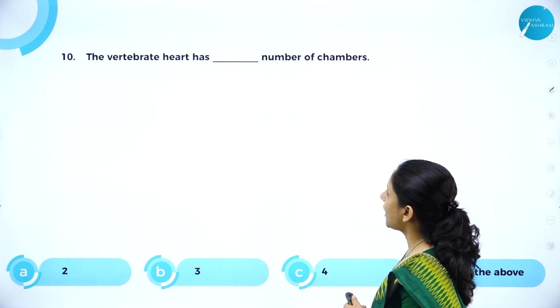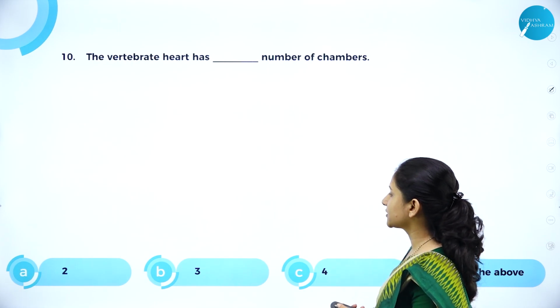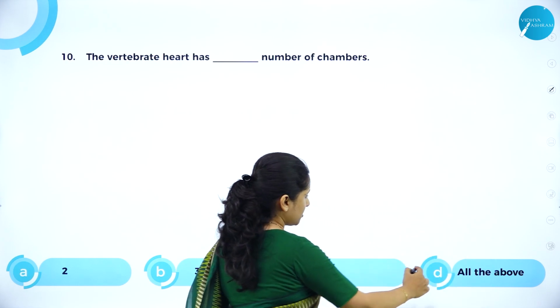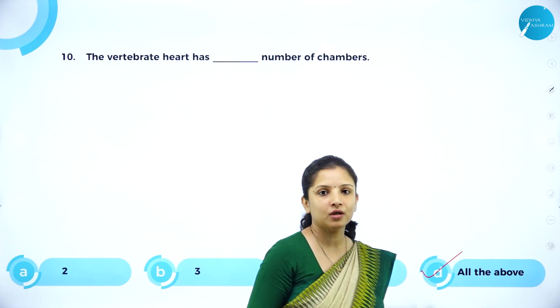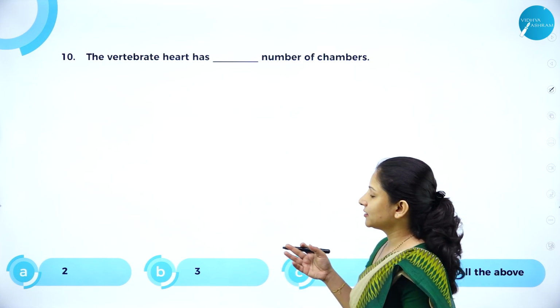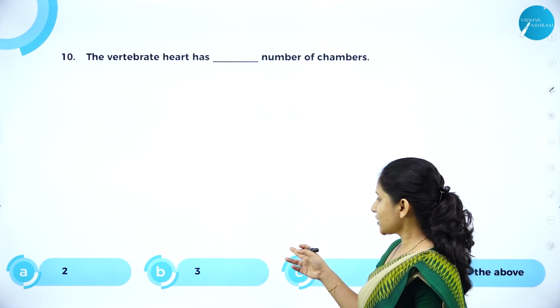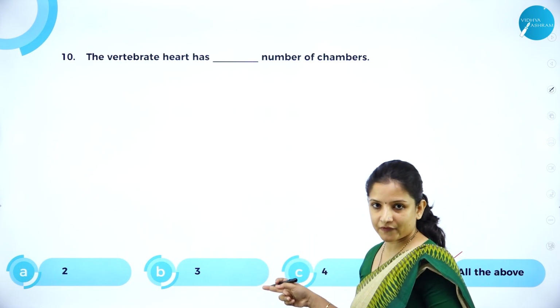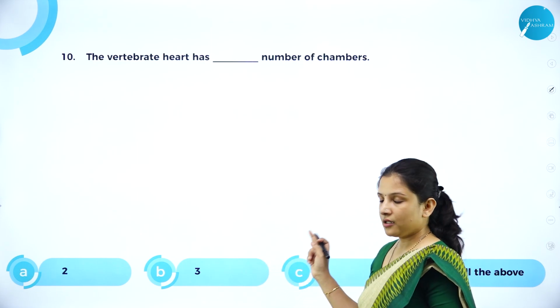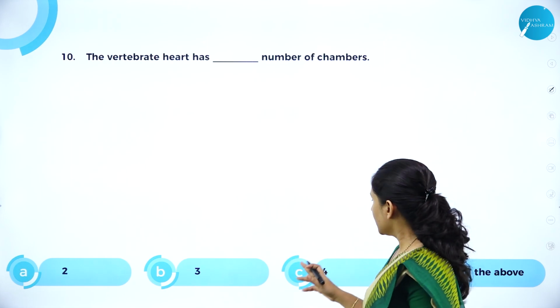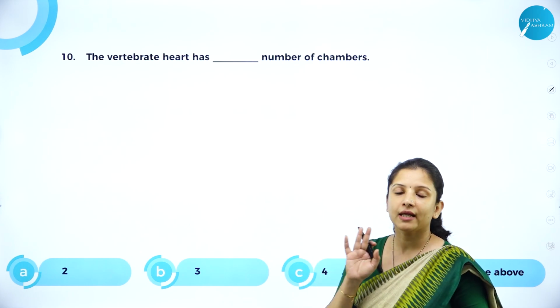Next, the vertebrate heart has dash number of chambers. 2, 3, 4, all the above. All the above is the right option because 2 chambers are found in class Osteichthyes and class Chondrichthyes. 3 chambers are found in class Amphibia and class Reptilia. Again in Reptilia, one exception, crocodiles have 4 chambers, and 4 chambers are found in aves and mammals.